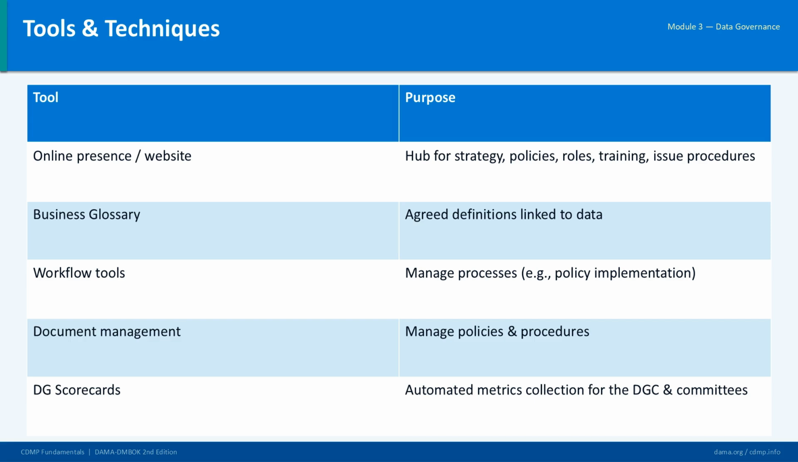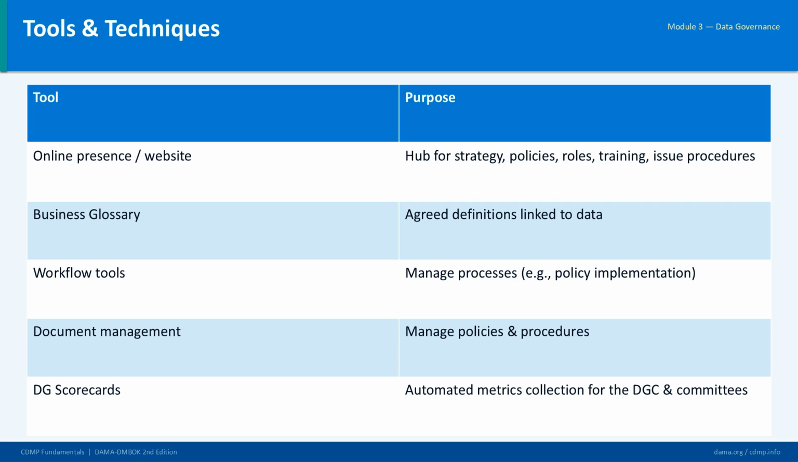Let's quickly cover the tools that support governance. A governance website or online presence acts as the central hub for the strategy, policies, stewardship roles, training, and issue procedures. Business glossary tools hold the agreed-upon definitions and link them to actual data. Workflow tools manage processes like rolling out a new policy. Document management tools handle the policies and procedures themselves.